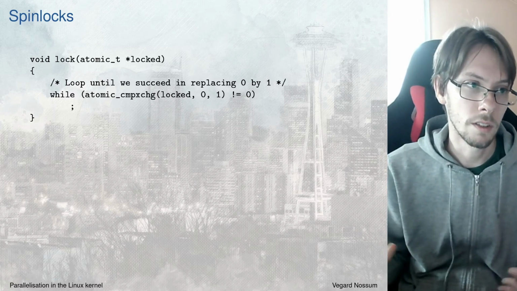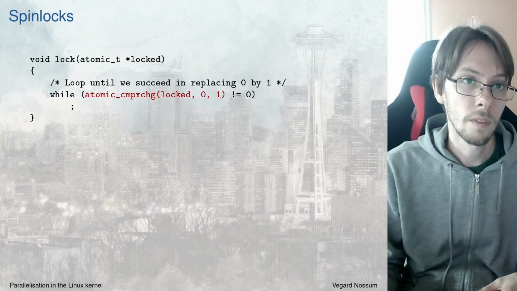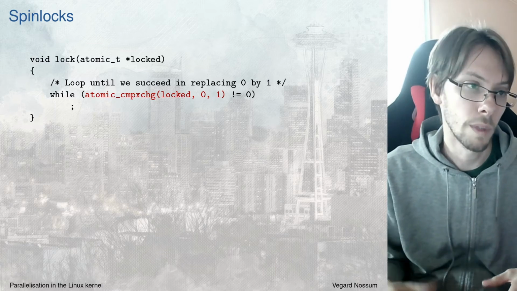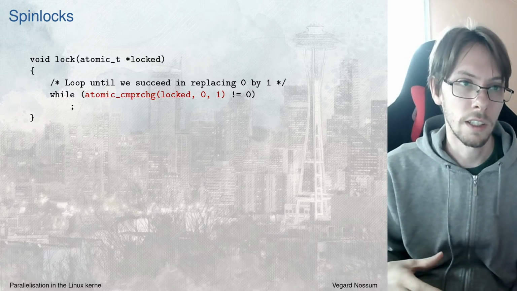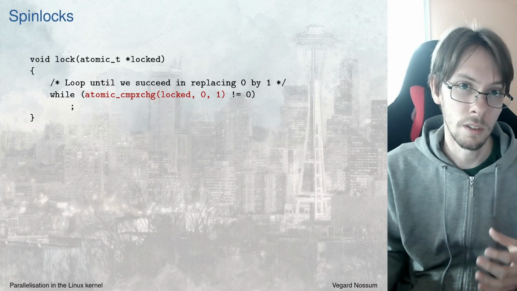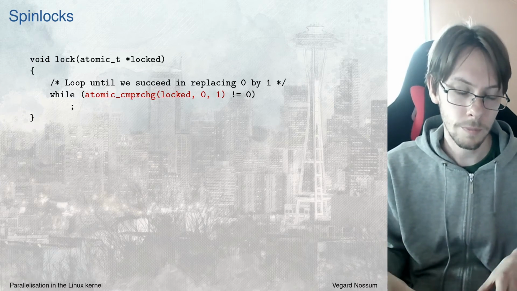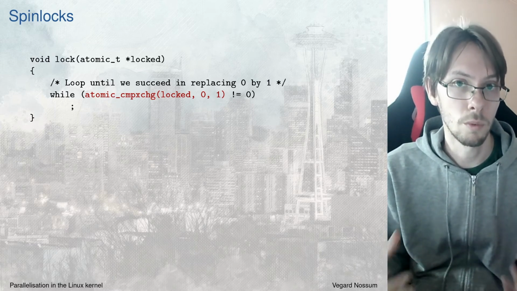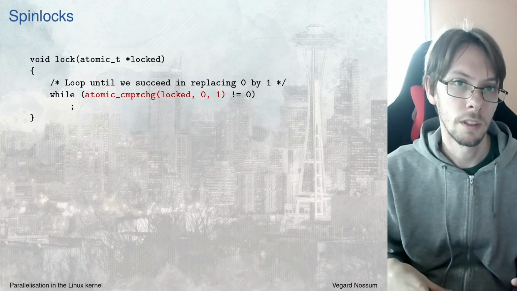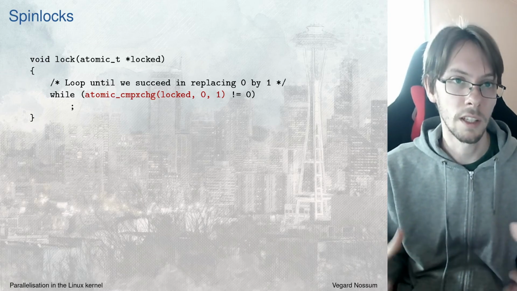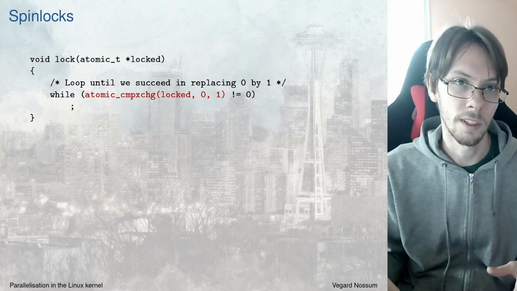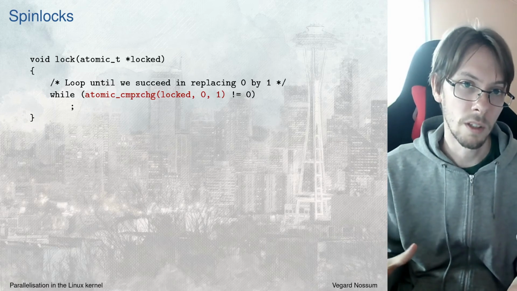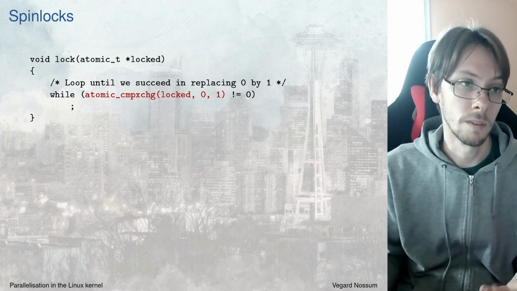So this is the simplest kind of spinlock you can have. This CMPXCHG means compare and exchange. So this call here basically compares the value of the variable locked to 0, and if it's 0, then it atomically sets the variable to 1, and then it returns the old value. Honestly, I always forget what the arguments are to this function and what it returns, but the way to read this is basically what the comment says. The loop keeps going until we succeed in replacing 0 by 1.